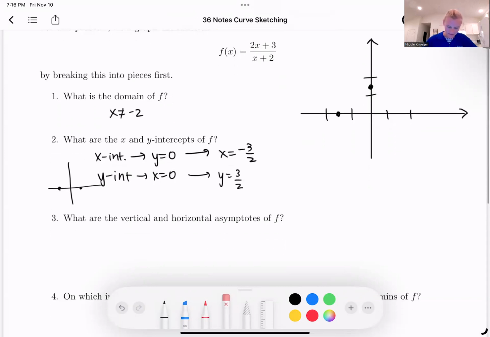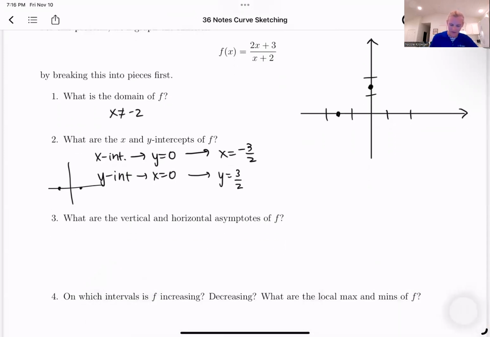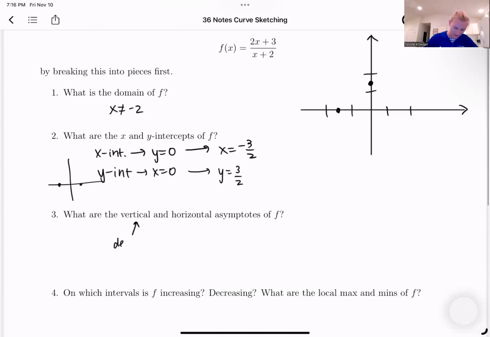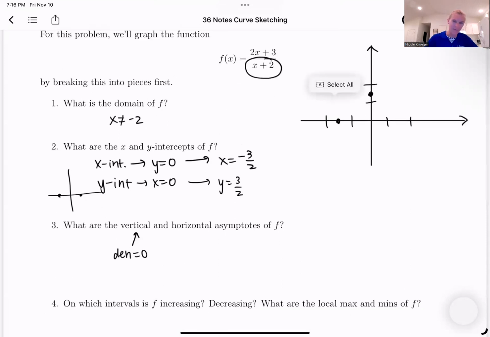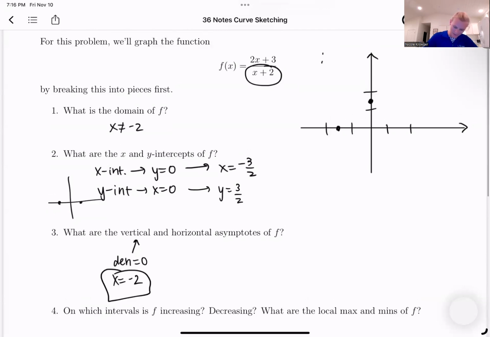Let's ask ourselves about horizontal and vertical asymptotes. So we remember vertical asymptotes are places where the denominator is 0 and the numerator is not. In this case, the denominator is 0 at x equals -2. If you plug that into the numerator, you see that the numerator is not 0. So this is our vertical asymptote. So we can go ahead and distinguish that on our graph.